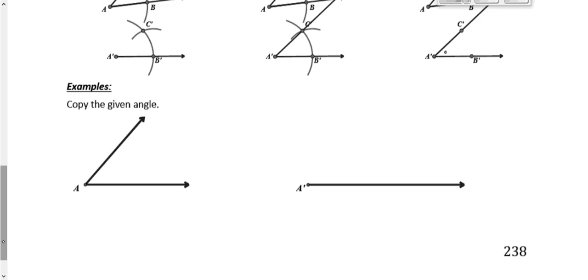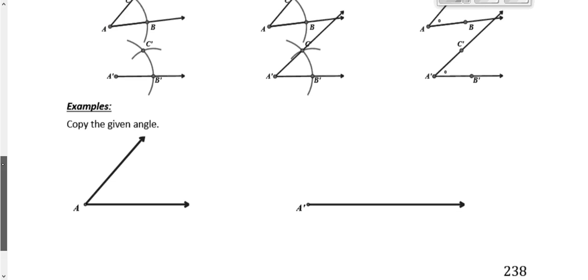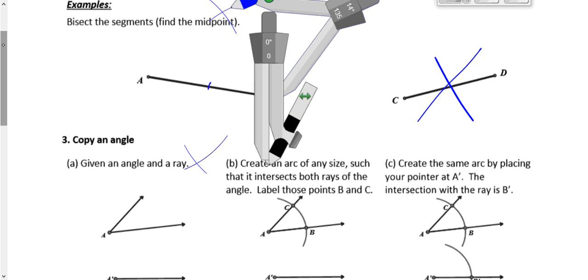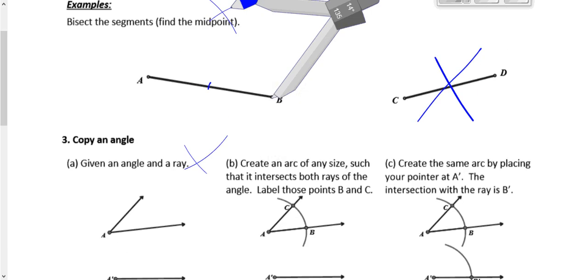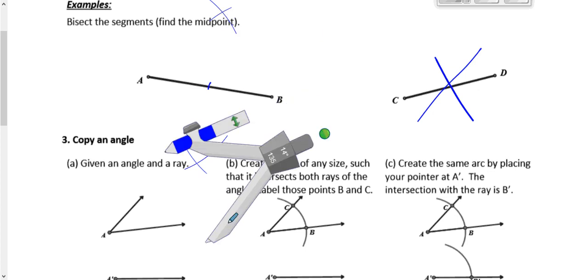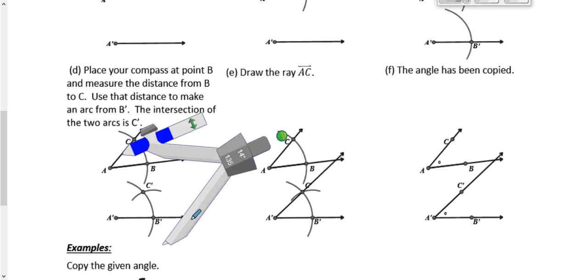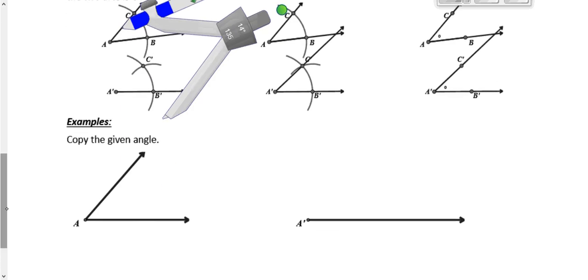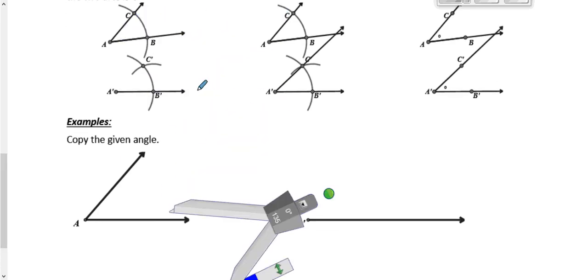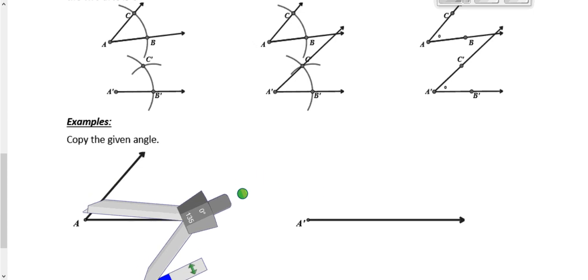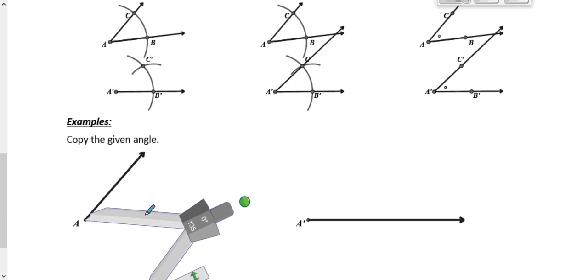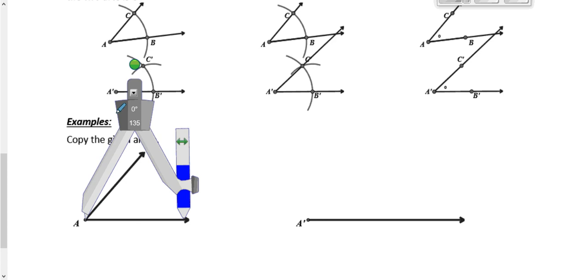Okay? Now let's see here. It's down here. It's recording. Okay then. What did you say? All right.